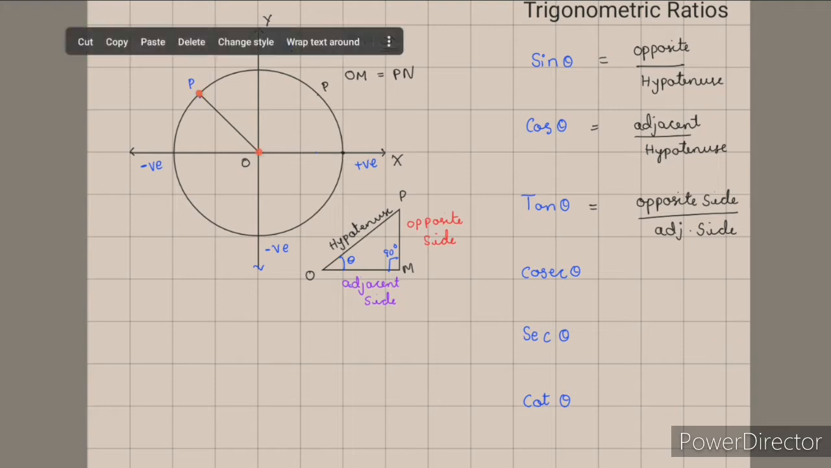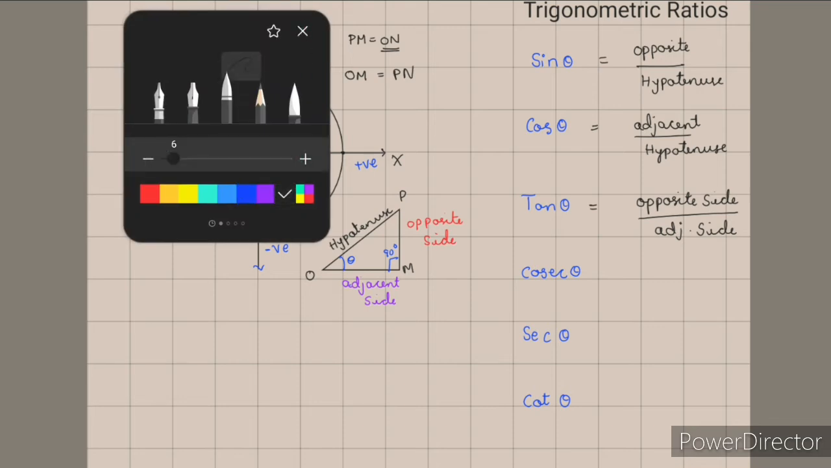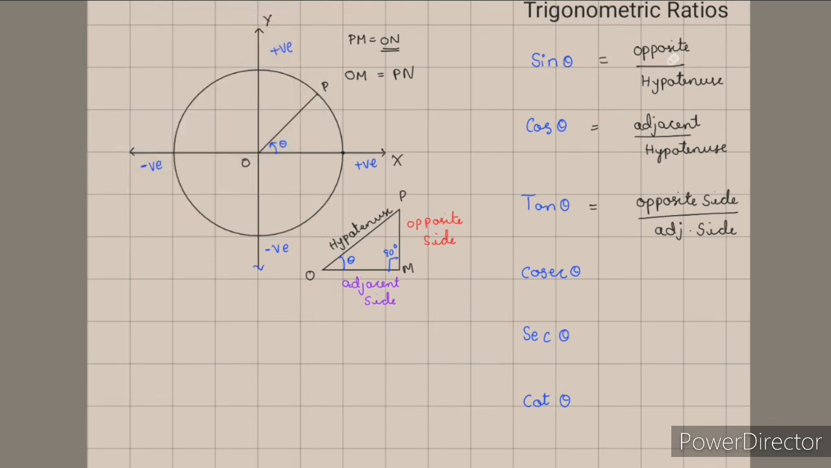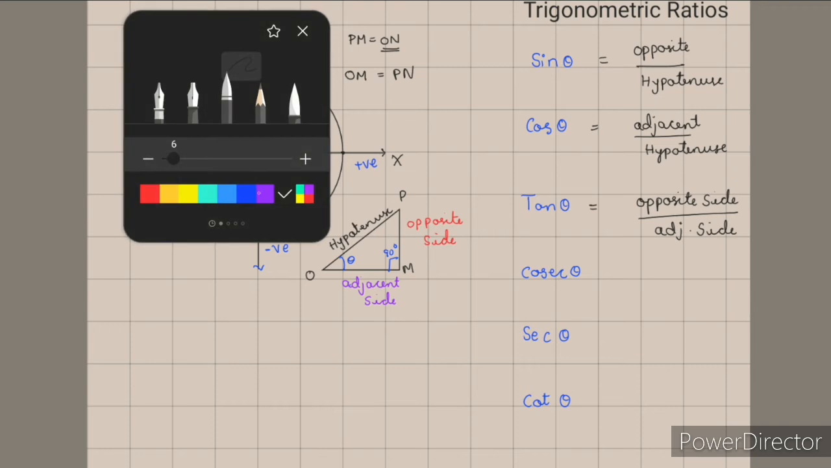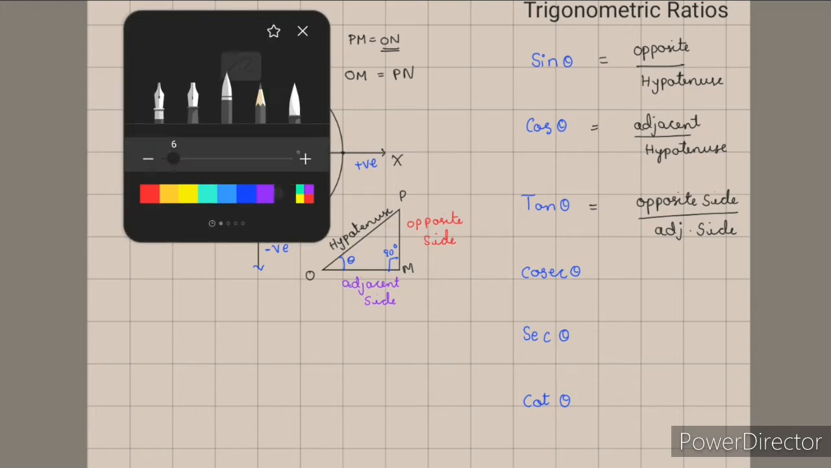Now let's get back to the original. Let's see how the sin theta varies with different angles. Let's say this is some angle theta. The different angles, how sin theta, cos theta, tan theta varies. We know that sin theta is opposite side by hypotenuse. Let's consider the radius of the circle is 1. So let's consider a unit circle.